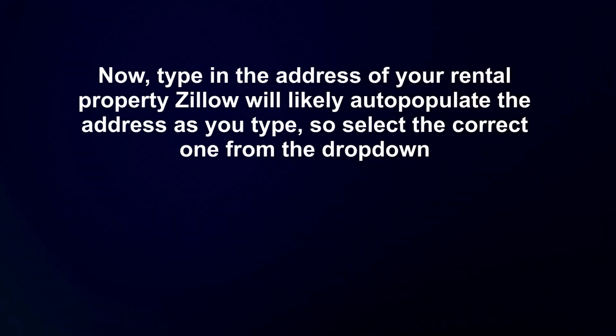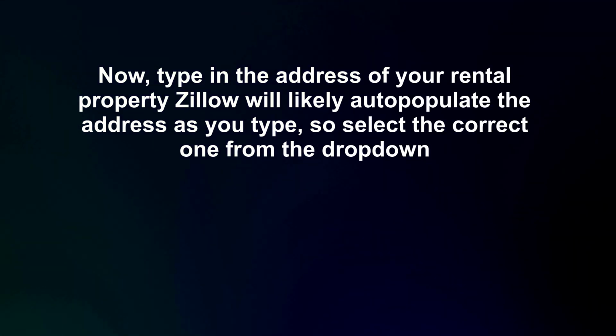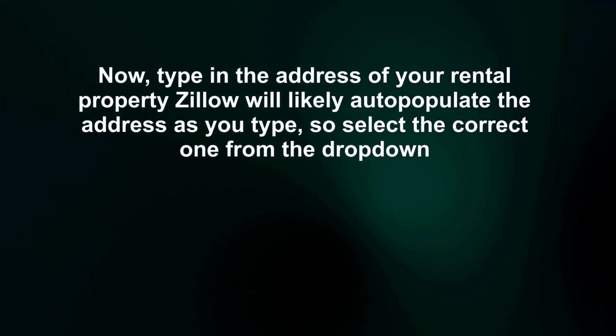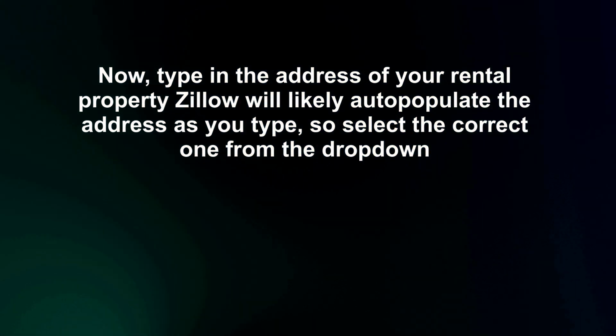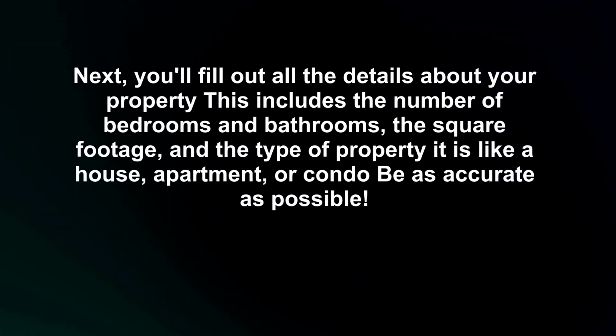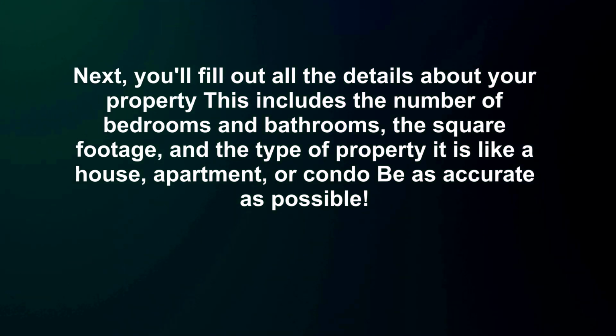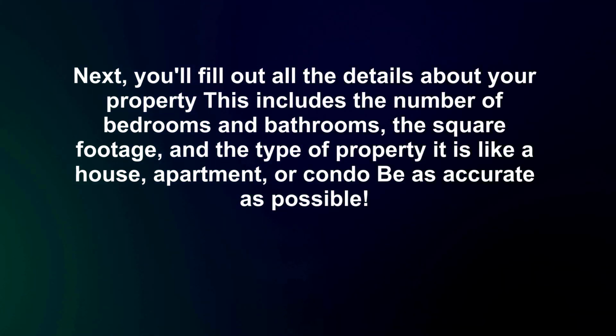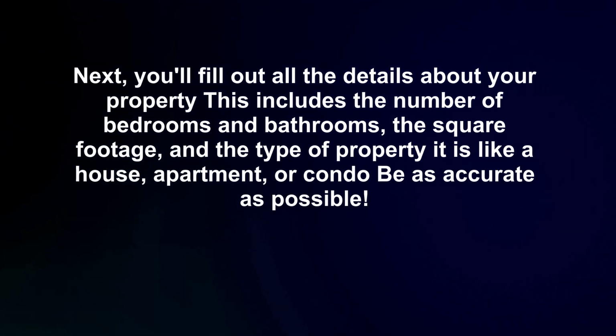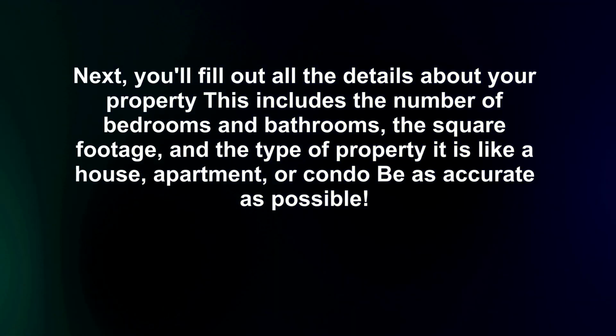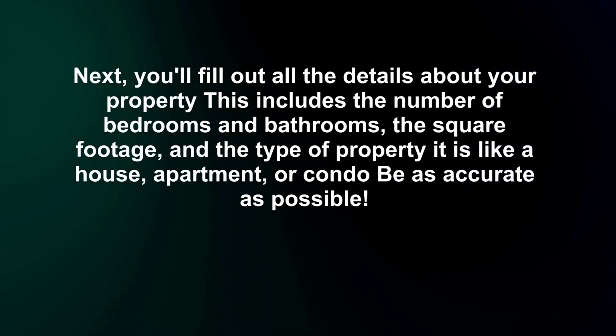Now, type in the address of your rental property. Zillow will likely auto-populate the address as you type, so select the correct one from the drop-down. Next, you'll fill out all the details about your property. This includes the number of bedrooms and bathrooms, the square footage, and the type of property it is, like a house, apartment, or condo. Be as accurate as possible.